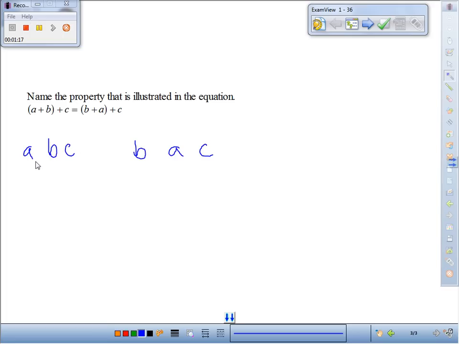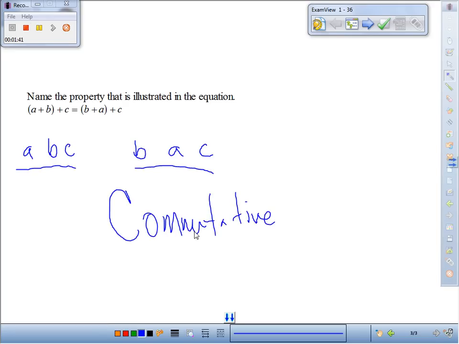So now, do you see that the order changed from here to here? The order changed. C for change. The letter C for change will remind you of what property? Commutative. Once you have that, you already know that it's property. Then you go back and look at what operation is being used throughout. Addition. So you just write of addition. That's simple.